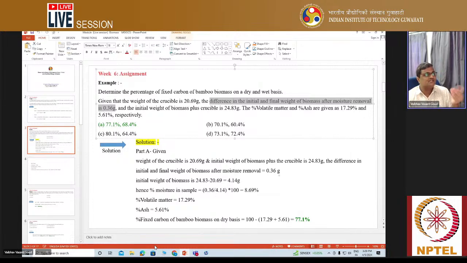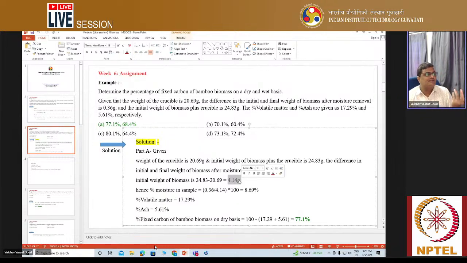So now based on this, you can calculate the initial weight of the biomass. How to do that? Because the initial weight of the biomass plus crucible is given as 24.83 and the crucible weight is given as this one. So once you have these two values, you just subtract them, and you will get the initial weight of the biomass. Simple, right? And once we know the initial weight of the biomass, and the difference between the initial and the final weight of biomass is 0.36, the formula indicates the difference divided by the initial, so that gives you the percentage moisture, that is 8.69%. It is as simple as that.